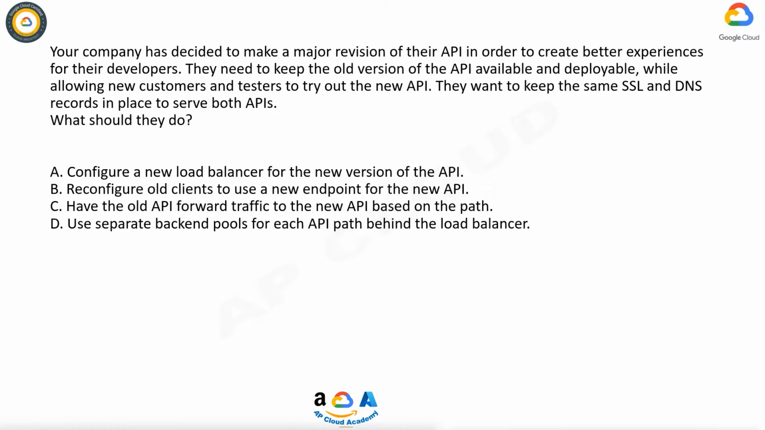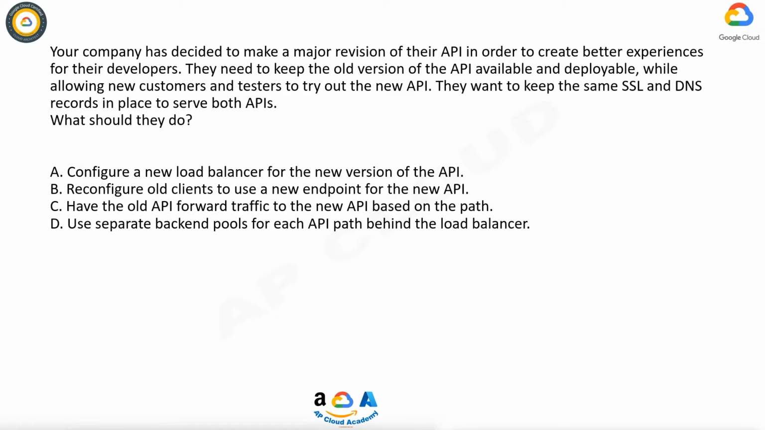Your company has decided to make a major revision of their API in order to create better experiences for their developers. They need to keep the old version of the API available and deployable, while allowing new customers and testers to try out the new API. They want to keep the same SSL and DNS records in place to serve both APIs.